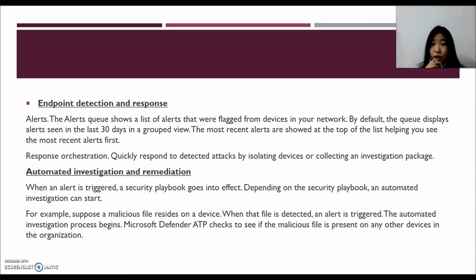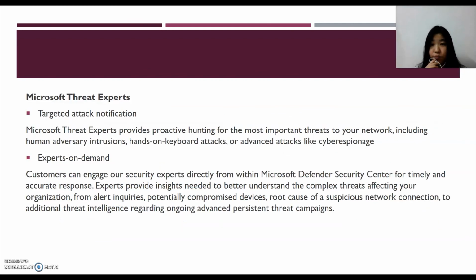Automated investigation and remediation. When an alert is triggered, a security playbook goes into effect. Depending on the security playbook, an automatic investigation can start. For example, suppose a malicious file resides on a device. When that file is detected, an alert is triggered. The automated investigation process begins. Microsoft Defender ATP checks to see if the malicious file is present on any other device in the organization.